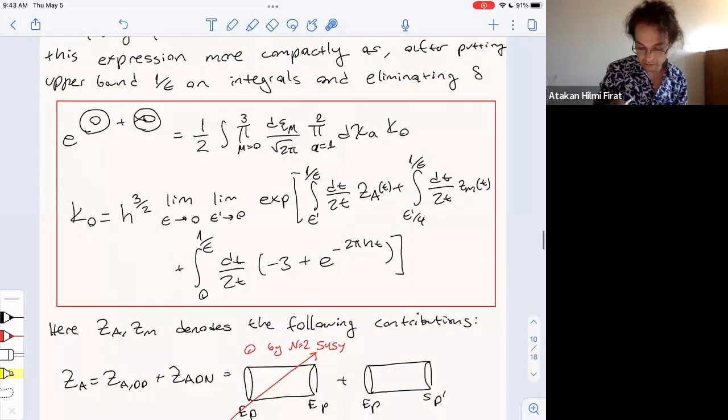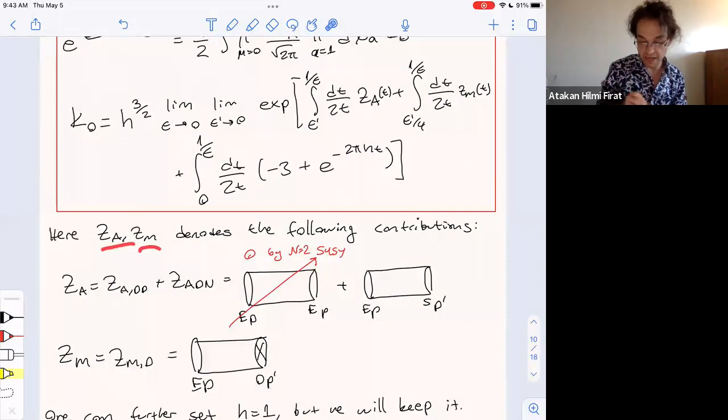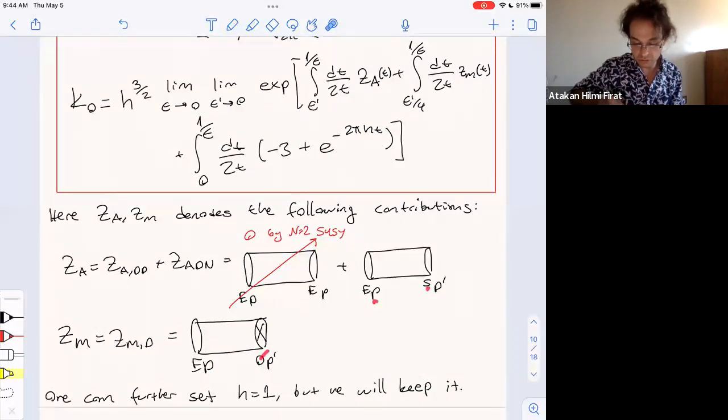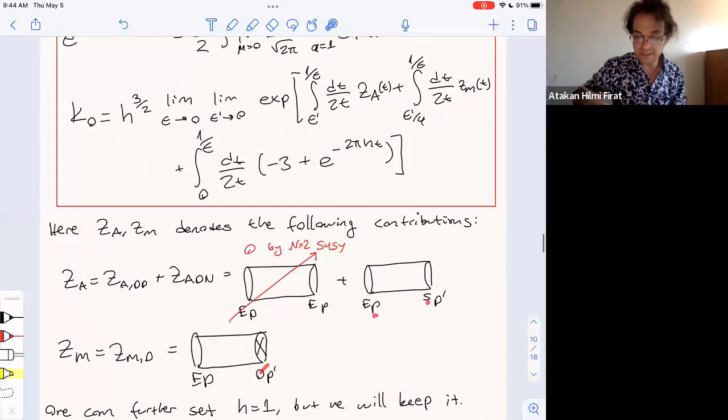So to remind you, the Zn and Zm was the following contributions. That is, I have some instanton, the space-filling brane, and for all planes, it turns out this is actually 0. It's because of the effective N=2 SUSY. So we only need to consider these two terms. And further, you can set h to 1 because it's an irrelevant number.